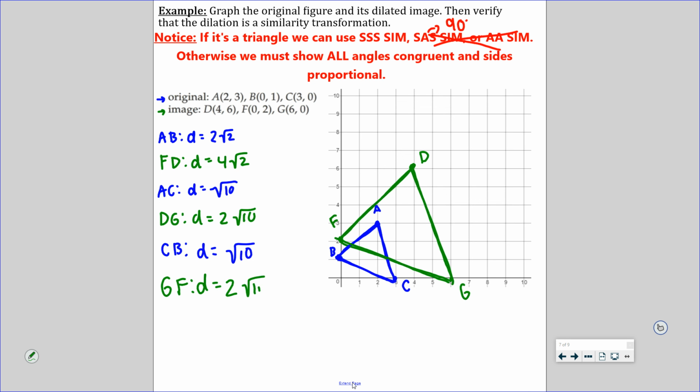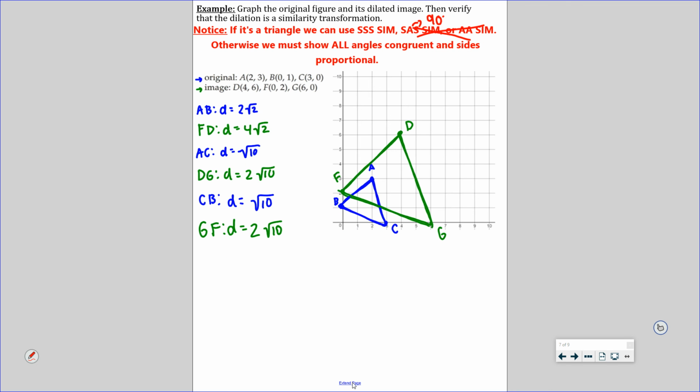I got 2 root 10. Okay, so yes, you will have to calculate all those distances, unless they're nice, like if it forms a right triangle, and you can obviously just count. So we haven't really shown that they are similar yet. We have to show that all their corresponding sides are proportional.